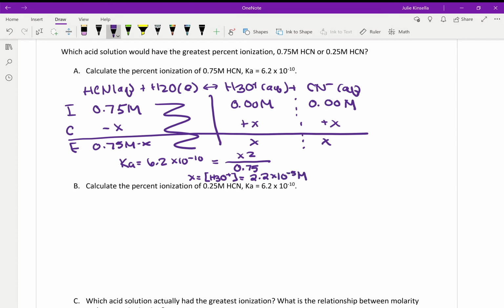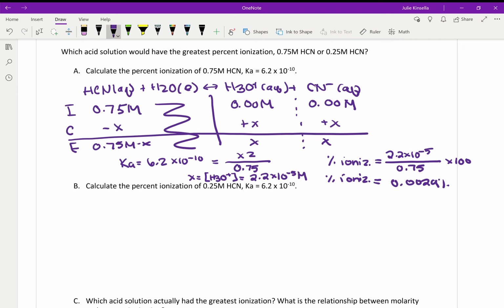If we then figure out our percent ionization, remember this is the amount of hydronium that was formed from the ionization, or how much of the HCN actually ionized, over the original concentration. So we have 2.2 times 10 to the negative 5 over our initial concentration of the weak acid, times 100. The percent ionization ends up equaling 0.0029%. That's at the 0.75 molar hydrogen cyanide.